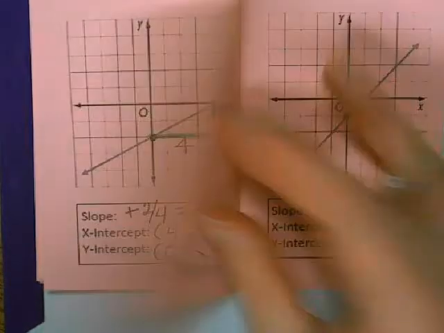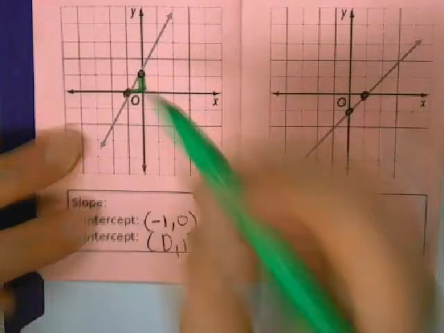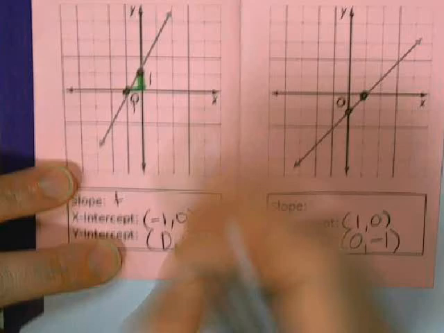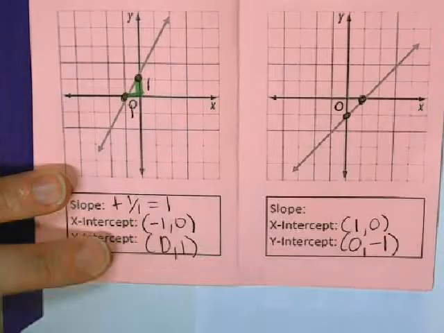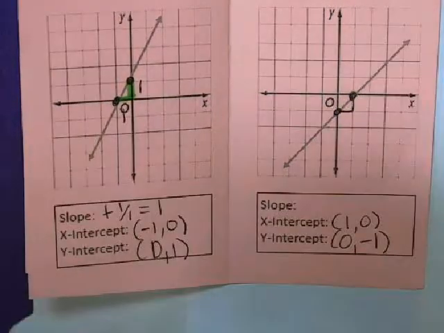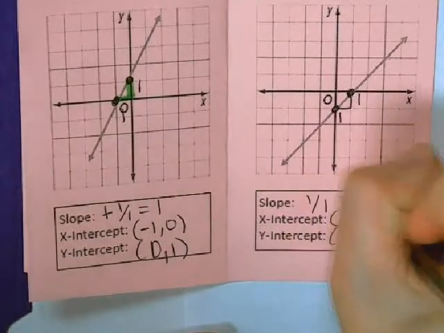Okay. Last two. This one's a positive slope, and it's 1 and 1. So this is 1 over 1, which is just 1. Same thing with this one. Positive slope, 1 over 1, which is just 1.